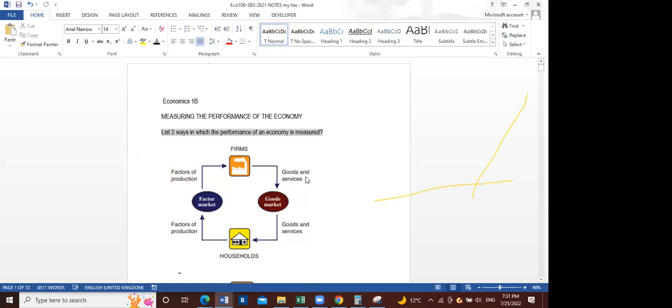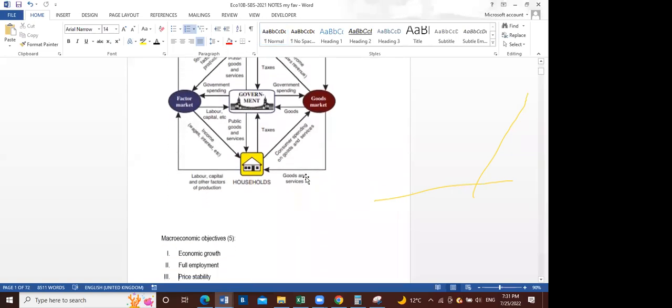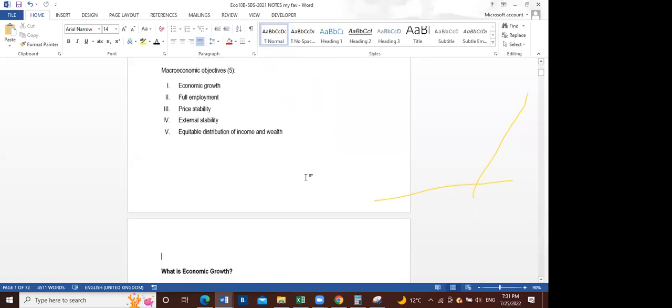Okay, so when you're talking about measuring the performance of the economy, we want to see how we can assess the performance of an economy, because in terms of all the other things that we embark upon in our own personal lives and in different spheres of life, we have a way of measuring whether things are going well or whether things are not going well. The same applies with an economy. We need to have a way of measuring whether an economy is performing very well or whether it is not performing very well.